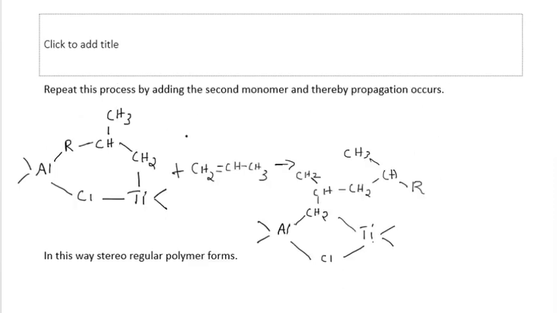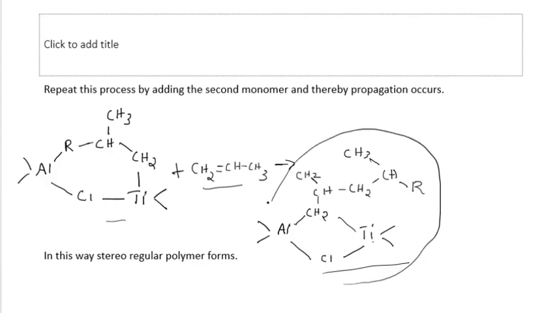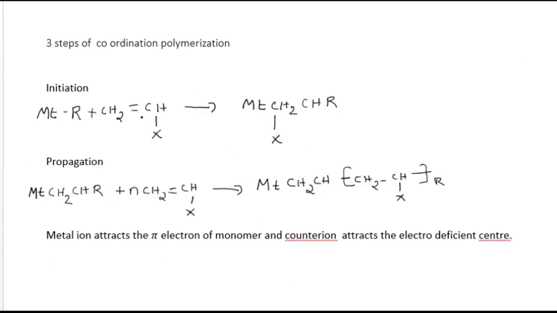Repeat this process and add a second monomer to this structure, and thereby the chain growth increases. Here we can see some stereo regularity, some spatial arrangements. So it imparts some stereo regularity into the polymer while using the Ziegler-Natta catalyst in coordination polymerization. This is the propagation step, and in this way the polymer chain growth increases. So these are the 3 steps of coordination polymerization.